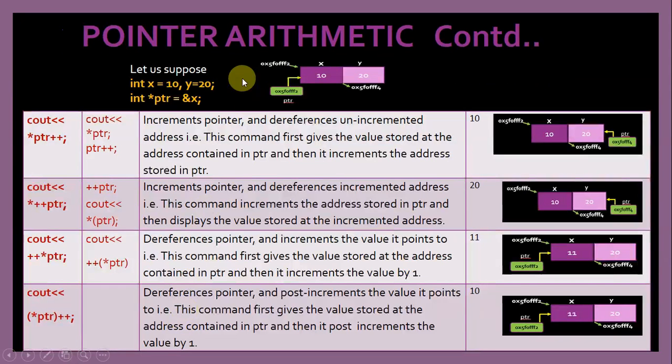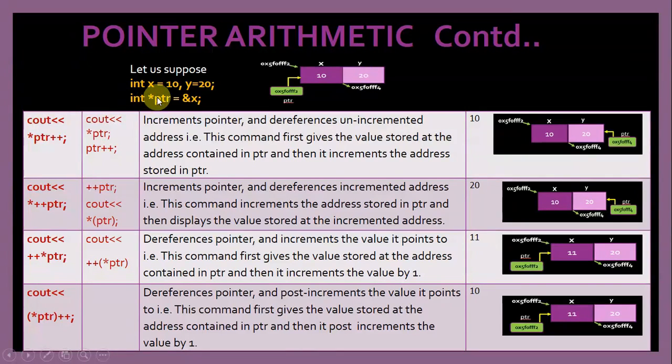Now let us understand it more deeply. Let us suppose there are two variables, x is equal to 10 and y is equal to 20, of type integer. This is the memory representation of it. Here x is a variable of type integer and it has value 10 and it is stored at this address. Then y again is a variable of type integer and this is the beginning address of y and the value contained in y is 20.